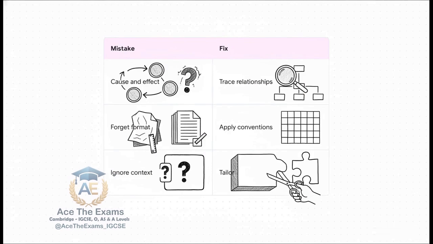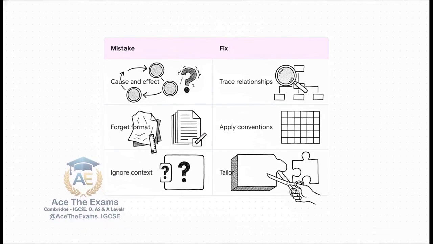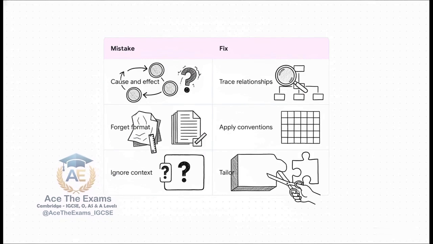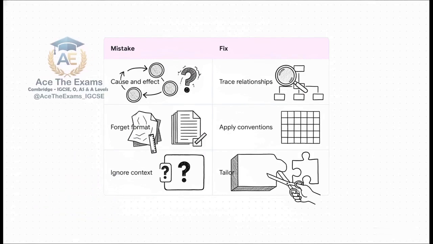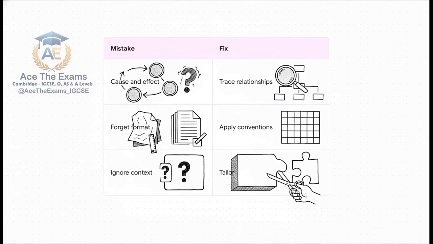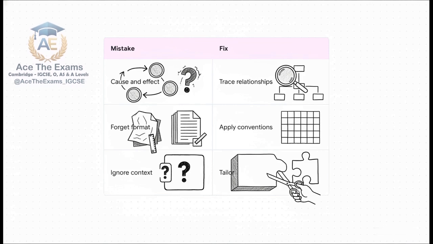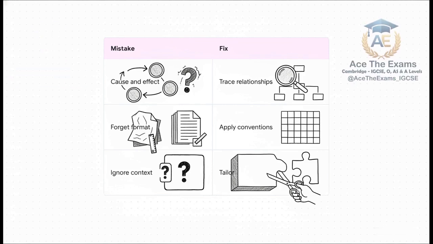Now, let's look at the dashboard where I have extracted the top 3 examiner warnings directly from Cambridge Principal Examiner reports. These are the fatal mistakes you must avoid at all costs. Mistake number 1, confusing cause and effect. Students constantly mix up what triggered an event versus the outcome shown on the illustrative materials. The fix? Trace relationships accurately before you write.